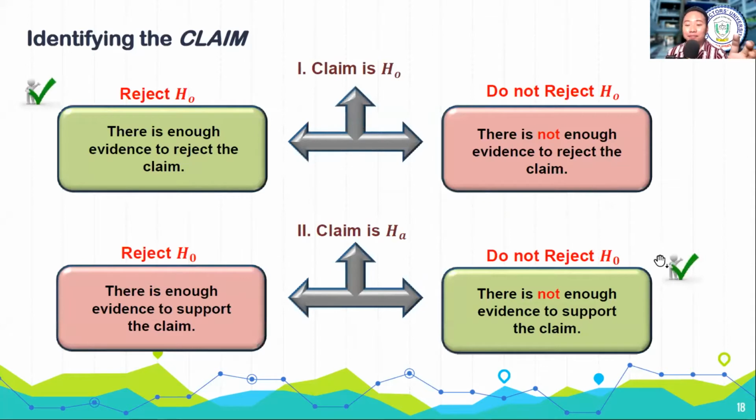All right. So here, we need to consider these items, guys, because this is going to be the basis for our decision making. Now, do you see the HO? That's the null hypothesis. The HA is the alternative hypothesis. If the claim is HO and your decision is to reject HO, you can conclude there is enough evidence to reject the claim. The claim here is the HO, but you are rejecting HO. You can say that there is enough evidence to reject the claim. That's your conclusion. Or you can say there is enough evidence to reject the alternative hypothesis.